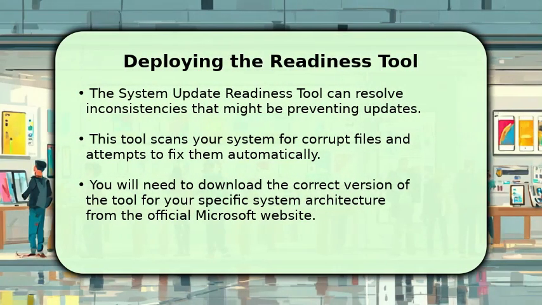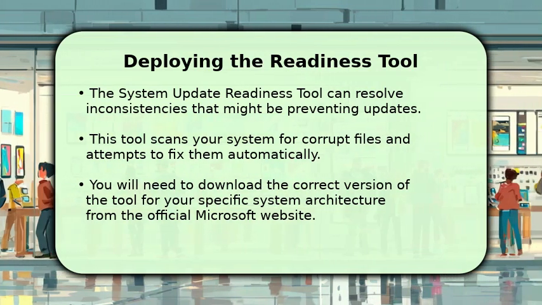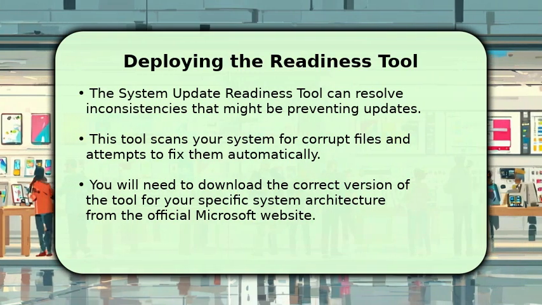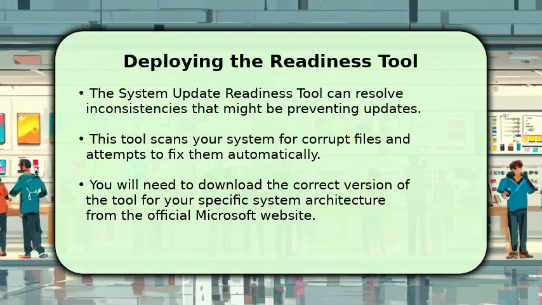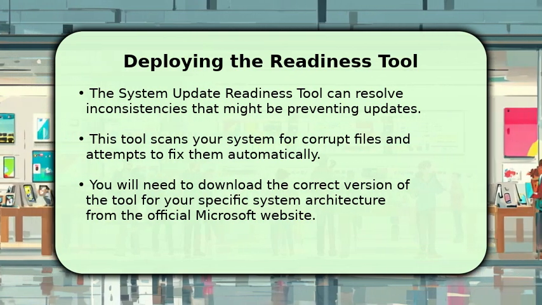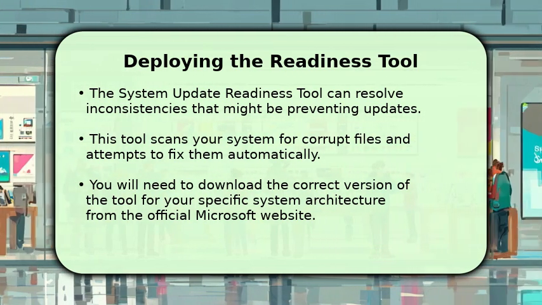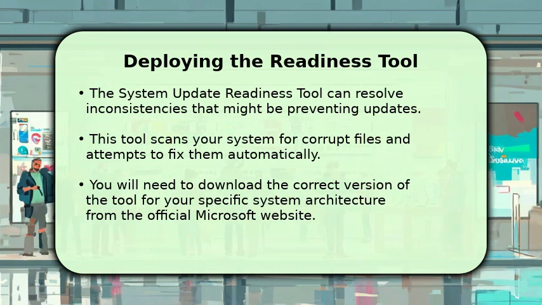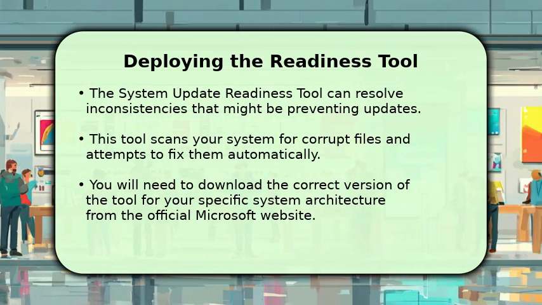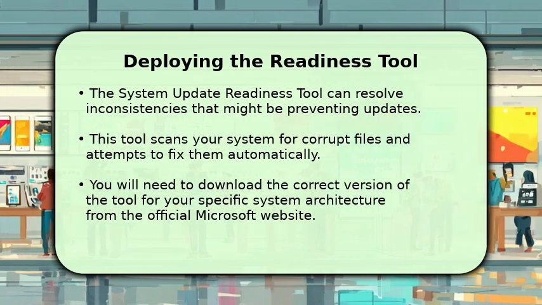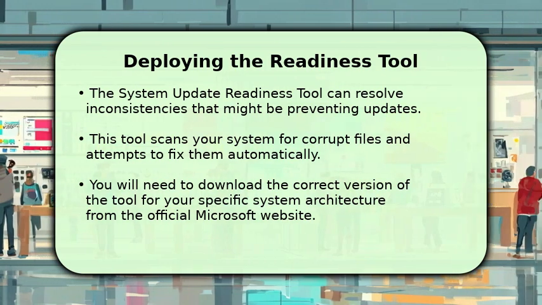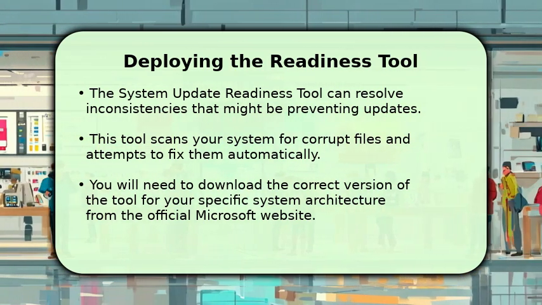The System Update Readiness tool is an essential step for many update issues. You should download and install this tool from Microsoft's support pages, making sure to select the version that matches your computer's architecture, either 32-bit or 64-bit. After installation, please restart your computer, then attempt to run your Windows updates again. This process often cleans up underlying problems, allowing updates to proceed smoothly.